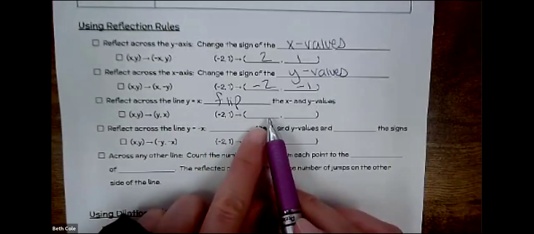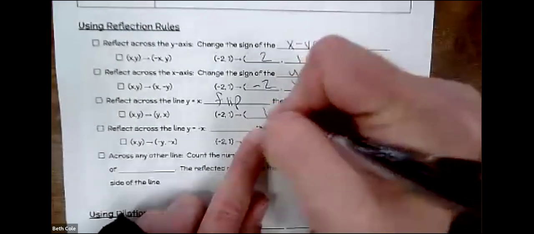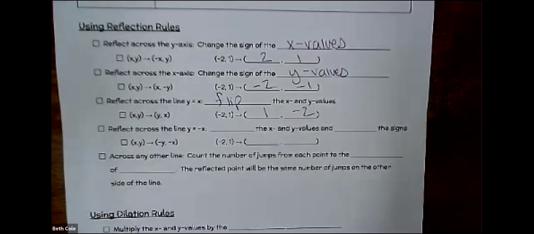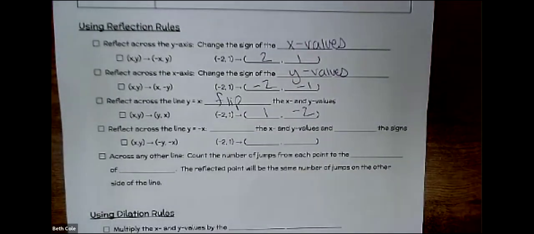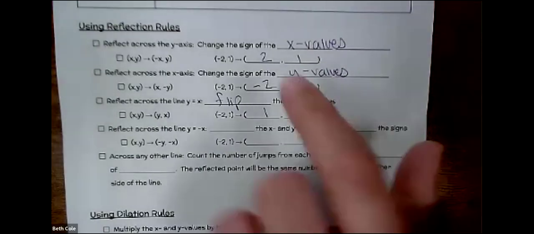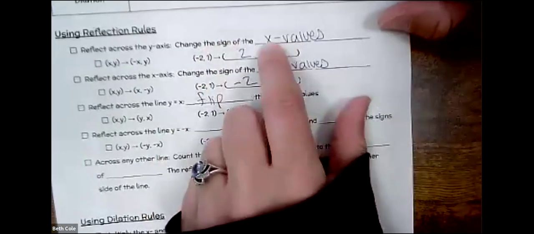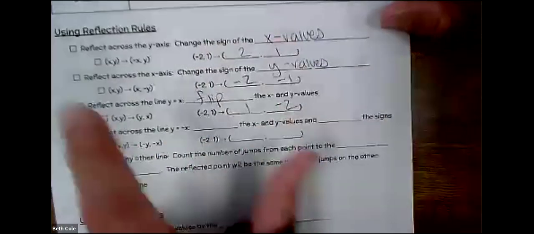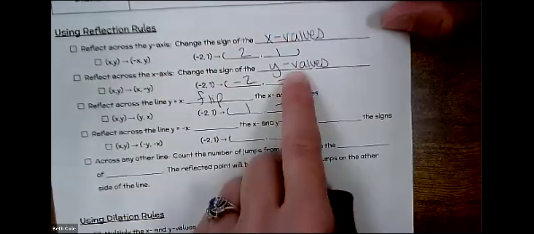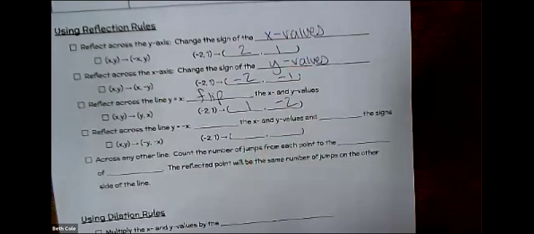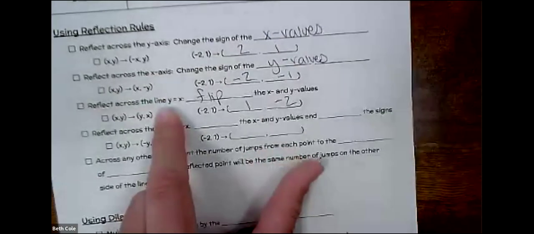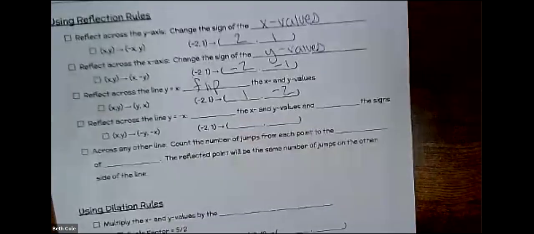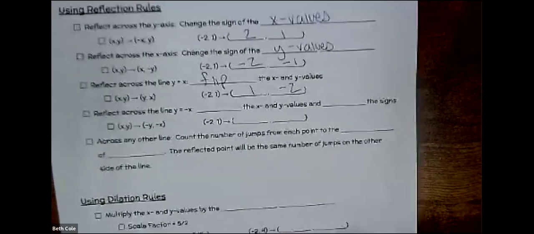So if your point was -2, 1, what is your new point going to be? Okay. And again, I'm going to do a recap. Every single thing we add on, I like to go back and recap. If you reflect over y, you change the sign of x. If you reflect over x, you change the sign of y. Perfect. And if you reflect over your diagonal line, y equals x, you just flip them. Perfect. Okay, one more. So go back.